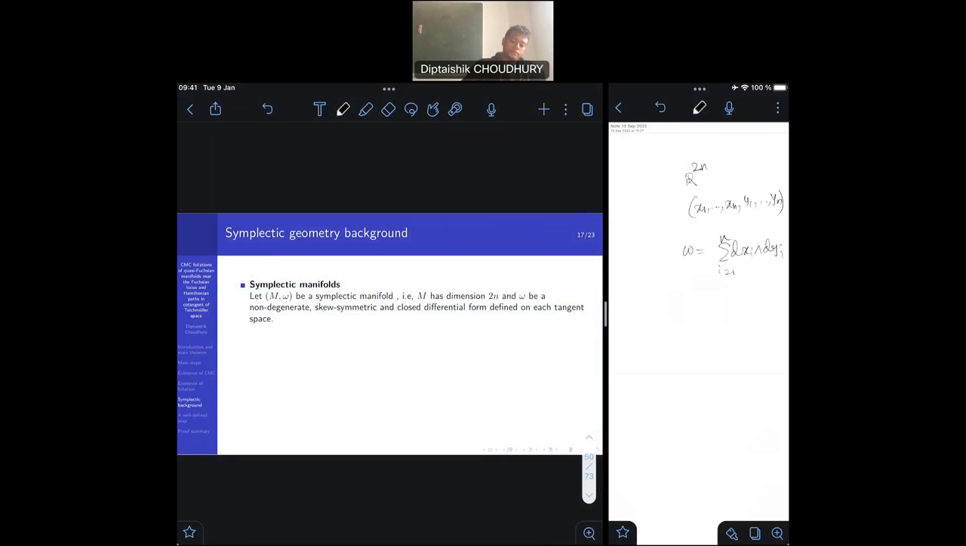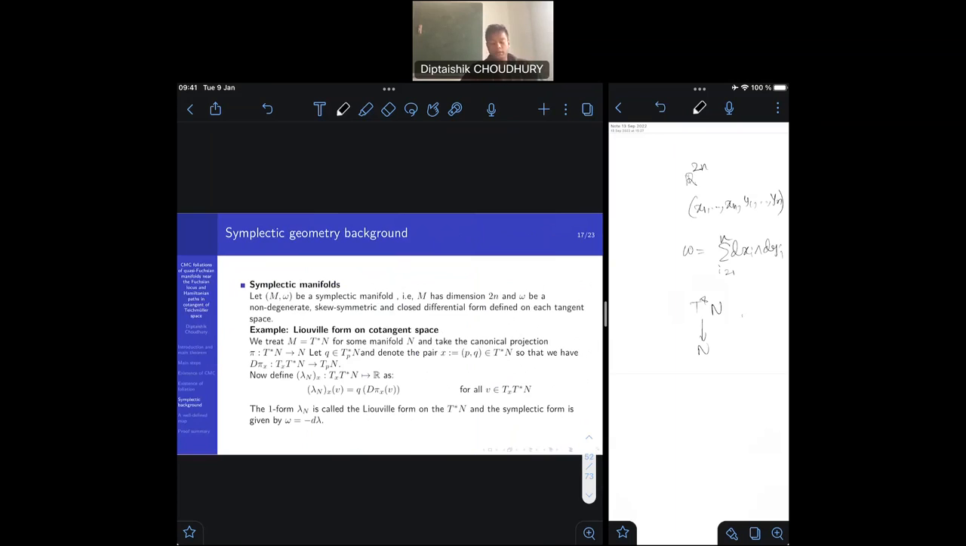This is the standard symplectic form on R^2n. And if you want to consider the next example, given any manifold N, you could take the cotangent bundle, and the cotangent bundle comes with a canonical symplectic form, obtained by taking the derivative of the Liouville form with a minus sign. The Liouville form is a one-form, that is essentially what we will define, and based on that we will define the symplectic form on the cotangent space.